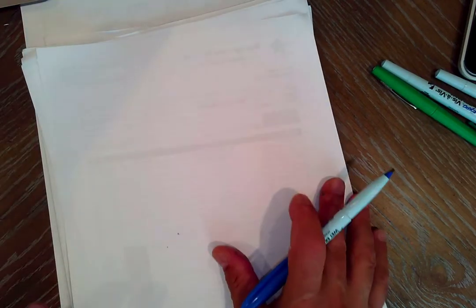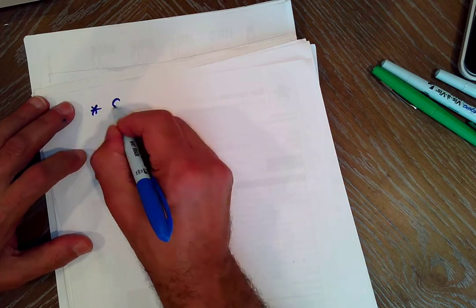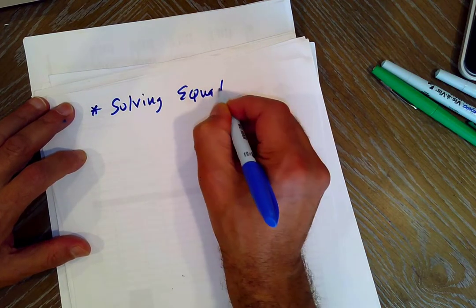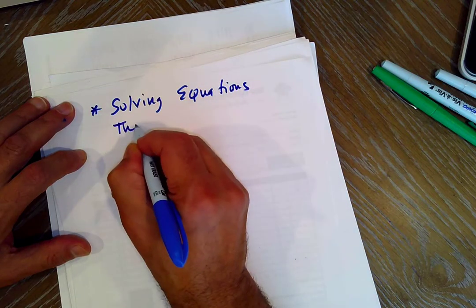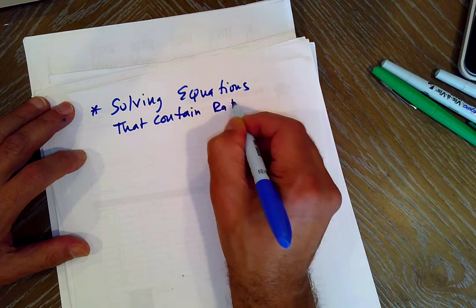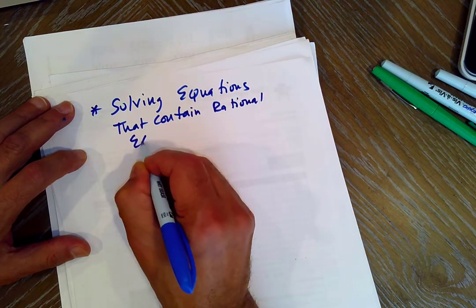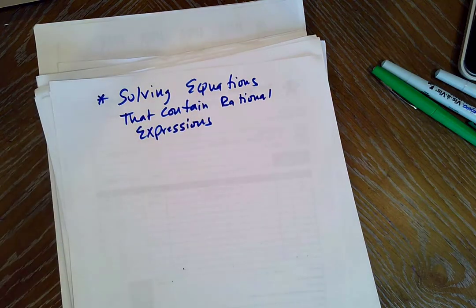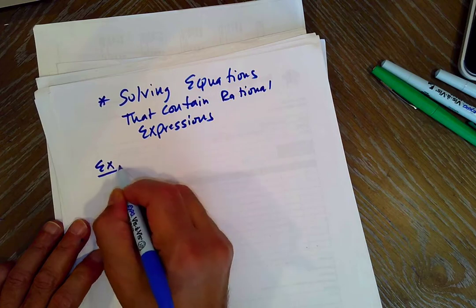Alright. Last is solving equations that contain rational expressions. So if you have an equation with fractions, basically, okay? Equations that contain rational expressions. Again, we follow steps for doing this. I'll just show you an example, a simple one first.